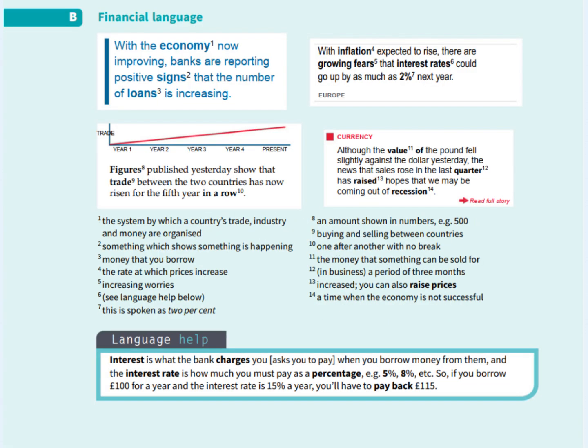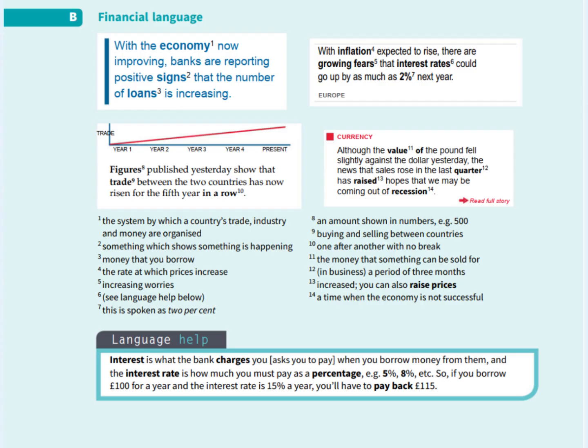B. The economy and loans. The economy is the system through which a country's trade, industry, and money are organized. When the economy improves, banks may report positive signs. A sign is something showing that a particular change is happening. One possible positive sign is that the number of loans is increasing. A loan is money that someone borrows and later pays back.